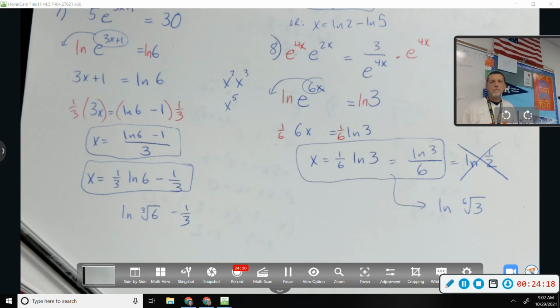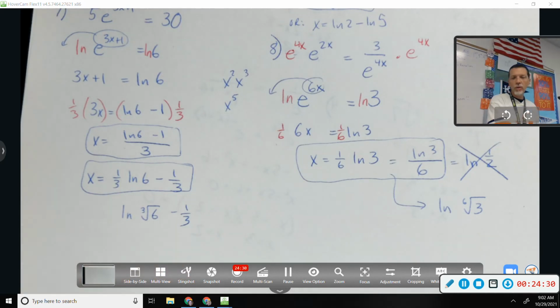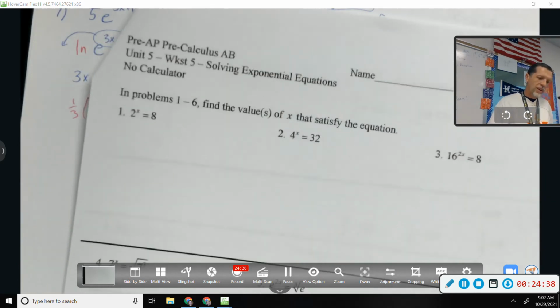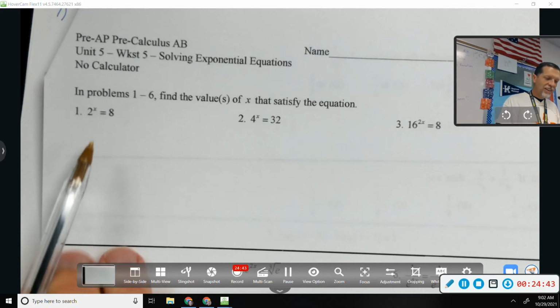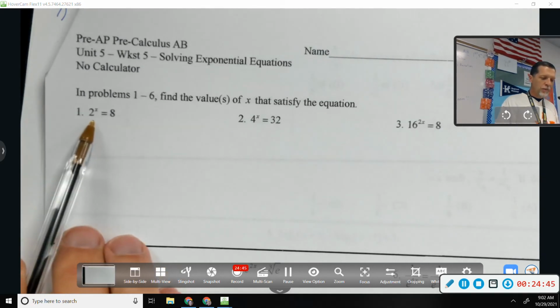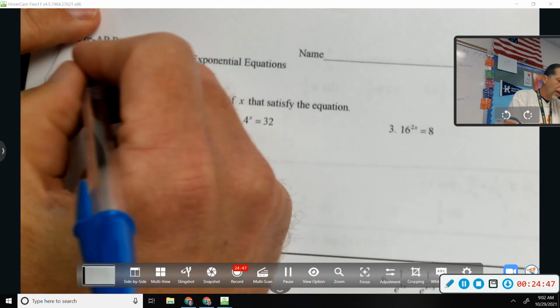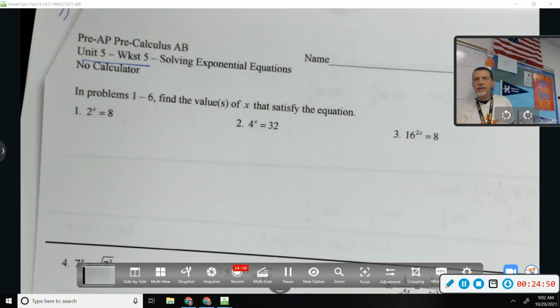So if there's a problem where you can make the bases the same, but you don't know how, could you use the second one to figure that out? That's a really good question. The question was, if there's one where you don't know how to make the bases the same, can you use the second method? And the answer is yes, to an extent. Carefully. Go ahead and get out worksheet 5 and we'll start working it. And I'll answer Crystal's question because that's a good one.